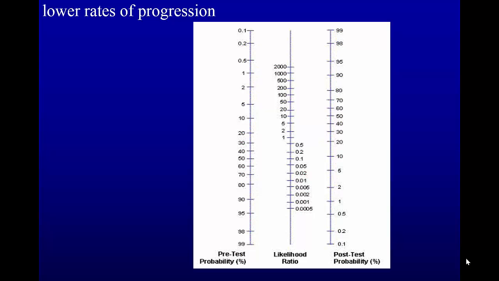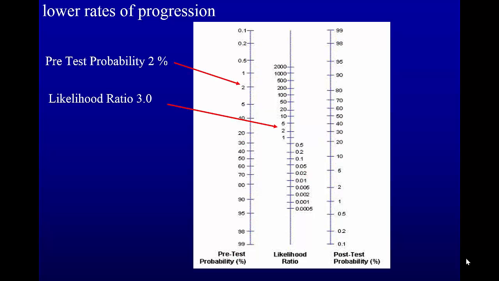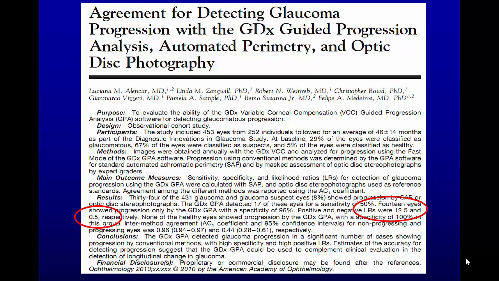But at the usual lower rates of progression that we see in controlled glaucoma patients, let's say 2%, if you feel the probability of progression is 2%, then with this sort of likelihood ratio, even if the test is positive, you're only 5% sure that this patient is progressing. It is important to assess the pretest probability.